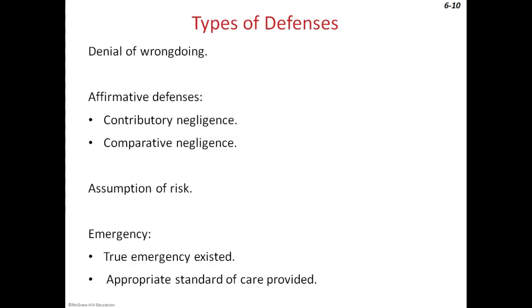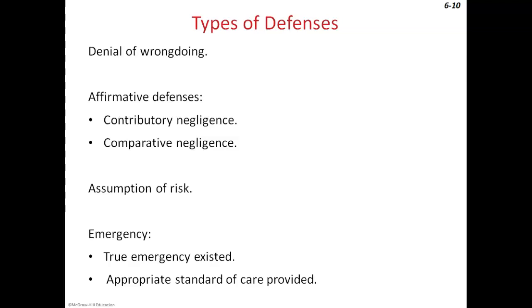And those are, if you don't remember, duty, you owed them a duty of care; dereliction, you breached the duty of care to the patient; damages, there was an actual injury; and the direct cause, the breach of duty of care was the cause of the injury. Affirmative defenses claim that while they'll acknowledge there was an injury, there was some other factor than the defendant's negligence that caused the injury.